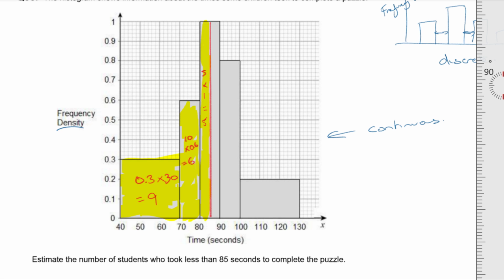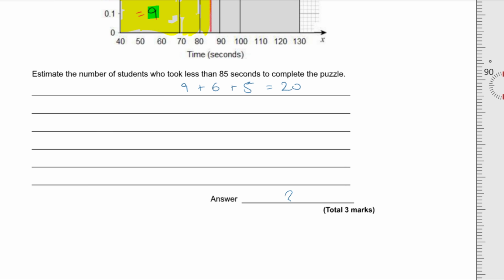Okay, so then to find the total number, we're just going to add those 3 numbers together. I'm going to add the 9, the 6, and the 5 together. So then it's going to be 9 plus 6 plus 5. That adds up to 20. My answer is 20.